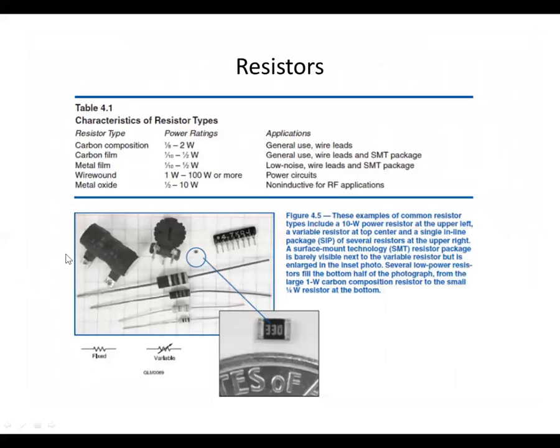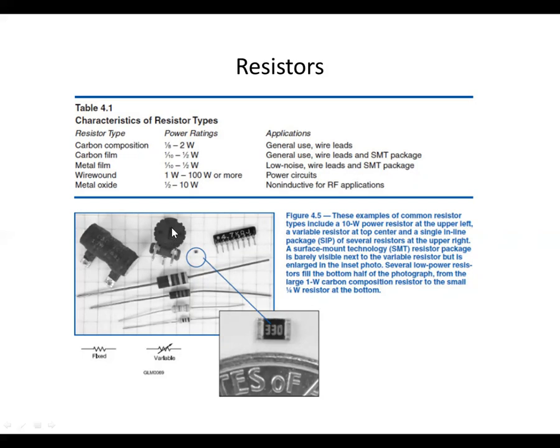So looking at resistors, there are all kinds of resistors for different applications. You have a carbon resistor. You see these a lot on circuit boards. You can have surface mount resistors, inline resistors, where you can have multiple resistors in this pack.